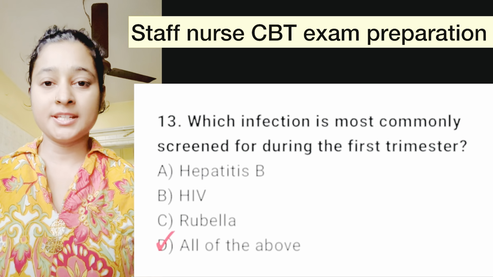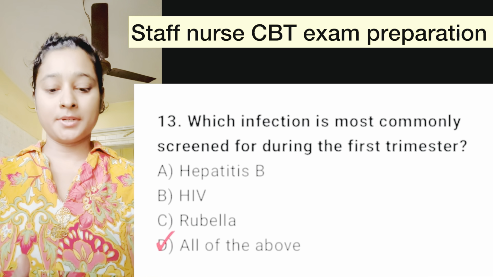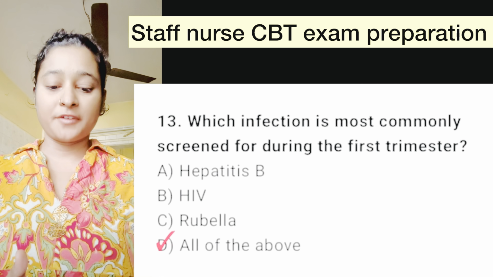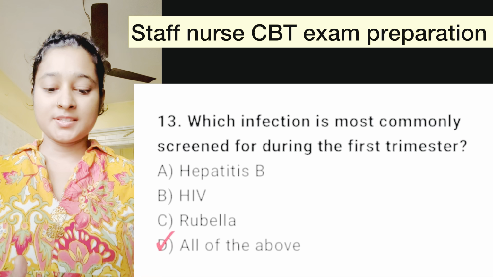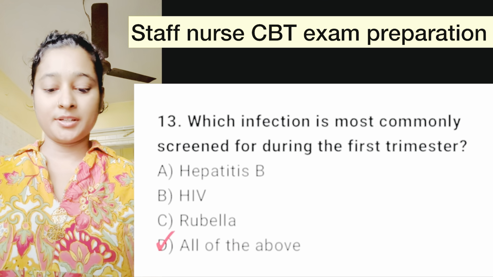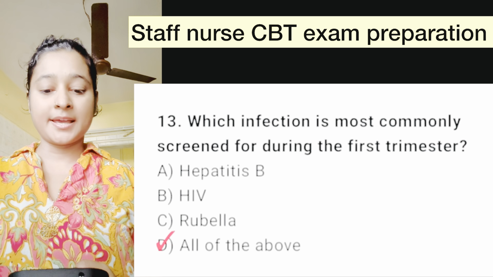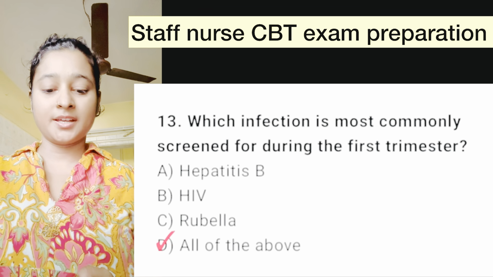Staff Nurse CVT Exam Preparation Part 3. Question number 13. Which infection is most commonly screened for during the first trimester? Here, right option is all of above. That means hepatitis B, HIV and rubella.